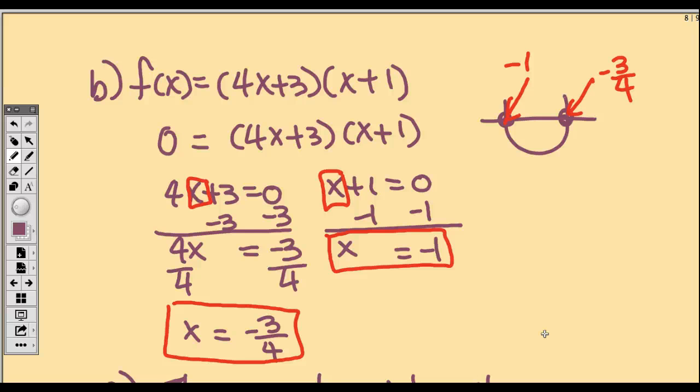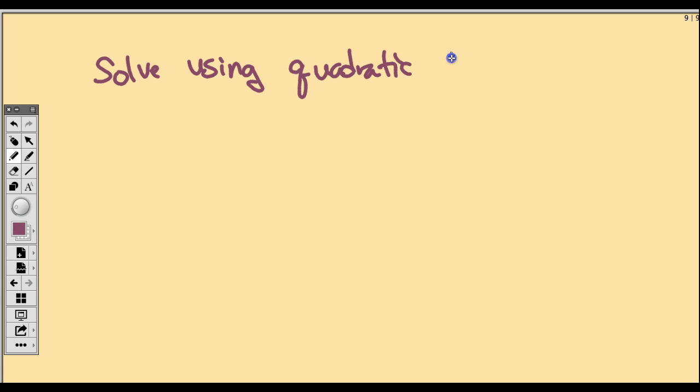Okay, now the final question that you're going to see on your test is going to be a problem that you have to solve using the quadratic formula. Okay, so there you go. Now even though you don't want to use the quadratic formula, you have no choice because there's no other way you can solve this.